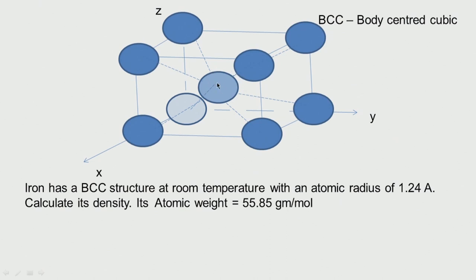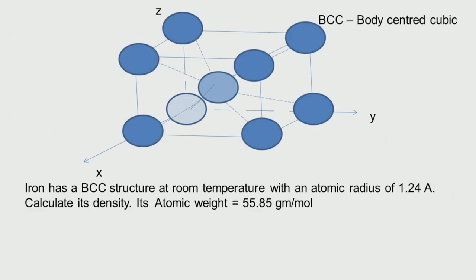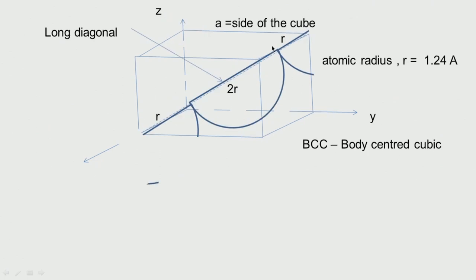This atom which is inside the body center is fully available for the unit cell, whereas these corner atoms are not fully available because each is shared by 8 unit cells. So, although there are 8 atoms, each one is shared by 8. So, it is 8 divided by 8, so there will be only 1. So, there will be 2 atoms available for one unit cell. Let us look at it in more detail.